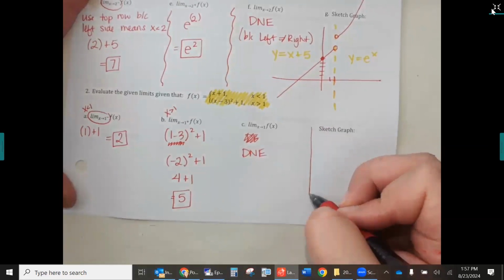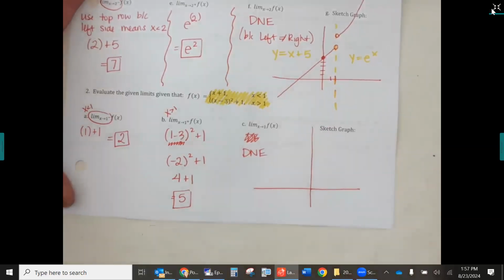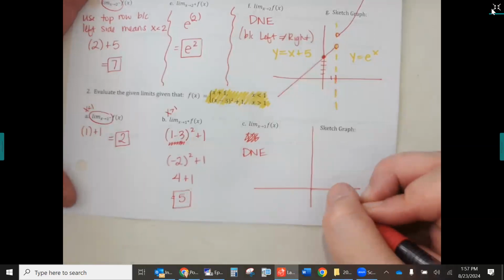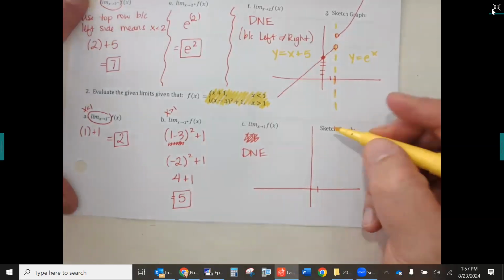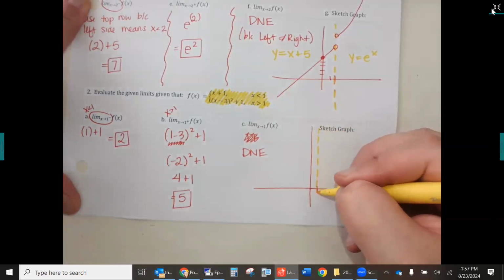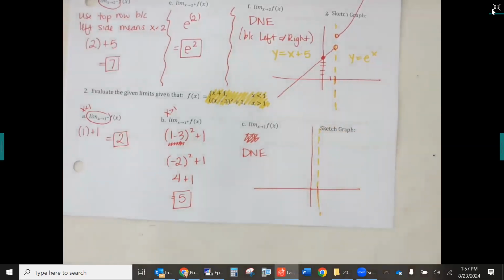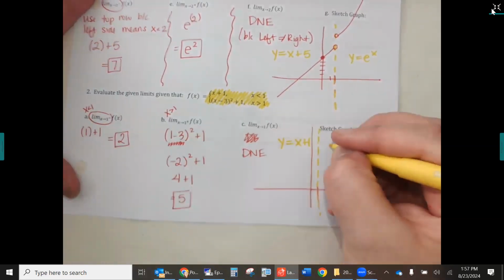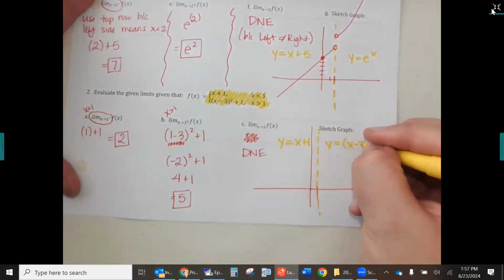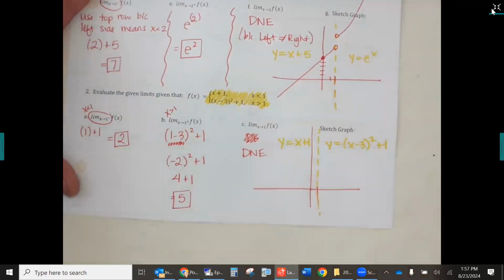Real quick sketch here. Your breakpoint is going to be 1 this time. So give yourself a little division line between both sides. For the side of x that's to the left of 1, what's my equation going to be? y equals x plus 1. And then on the other side, I'm going to use y equals (x minus 3) squared plus 1.